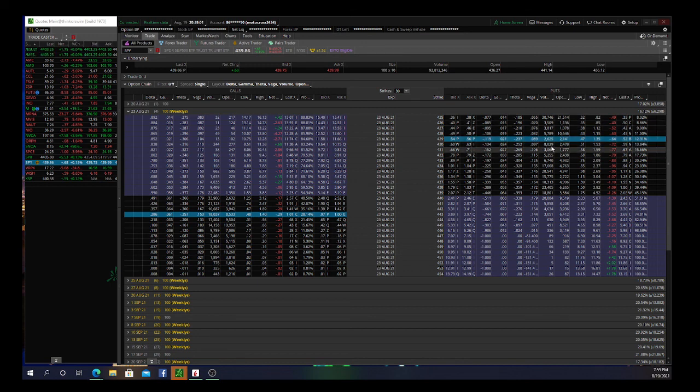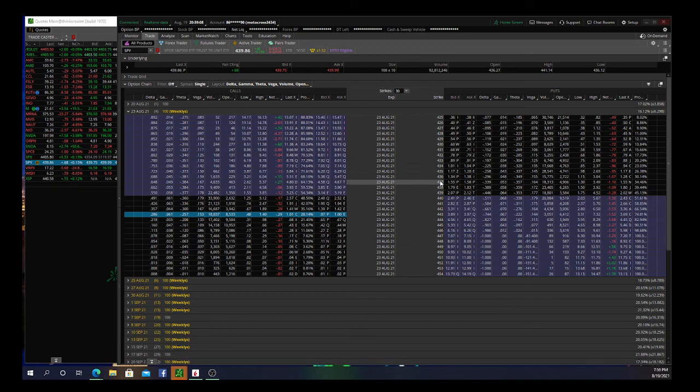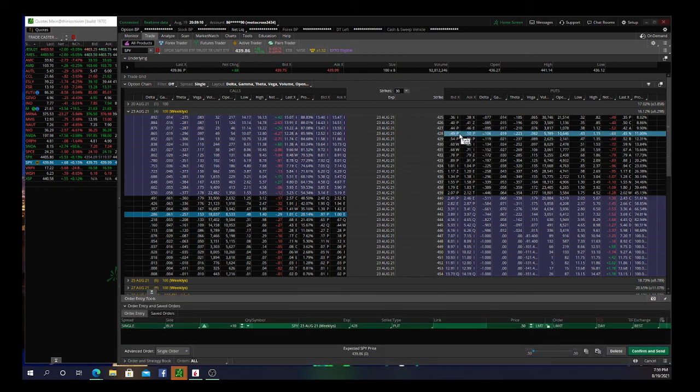So for an iron condor, we'll take the 429 strike. I'm not even going into all the thetas and the deltas and all that on these things. I'm just telling you the basic trade and how it works. You guys can use the analyze tab on Thinkorswim, or you can do the math yourself to say, okay, if I put this iron condor on, how's it going to be affected from a theta standpoint? How's it going to be affected from a delta standpoint?